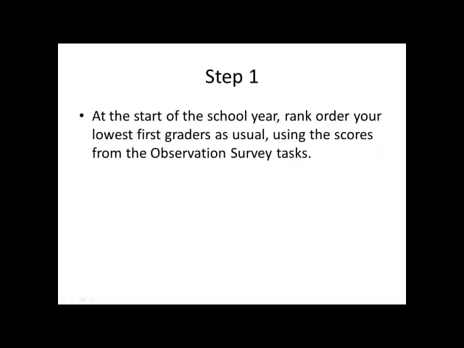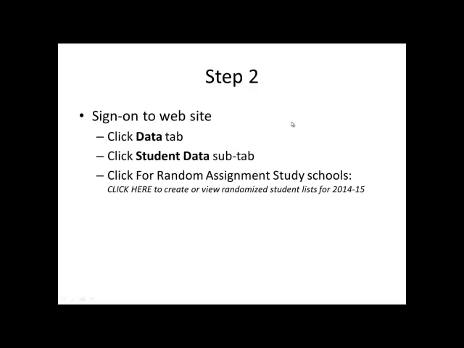All right, let's talk about the steps of the study in detail here. So step 1, at the start of the school year, your teachers will rank order their lowest first graders as usual using scores from the observation survey tasks. Step 2, they will sign on to the website, click the Data tab, click the Student Data sub-tab, and then click on the link that says click here to create or view randomized student lists for 2014-15.